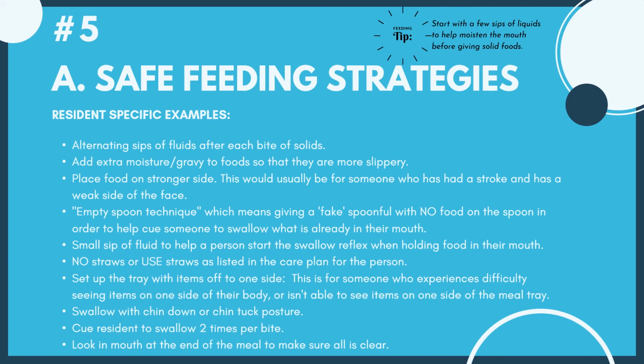This is a list of some resident-specific examples of safe feeding and swallowing strategies that may be recommended for some residents. Alternating sips of fluid after each bite of solid, adding extra moisture, gravy, or sauces to foods so that they are more slippery when swallowing, placing food on the stronger side of the resident's mouth. This would usually be for someone who has had a stroke and has a weak side of the face.